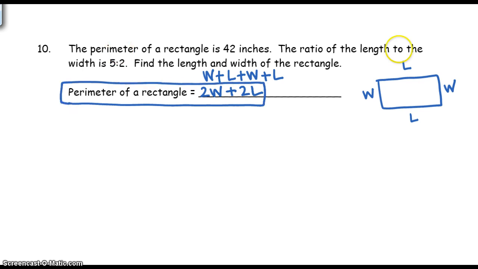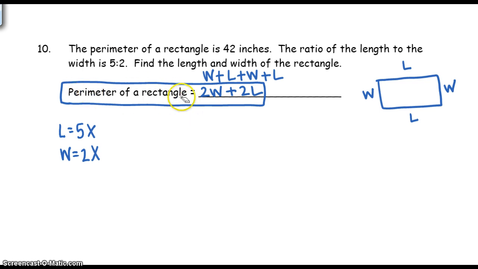Well, let's look at what they said. The length to the width is 5:2. So length 5, width 2. But remember, this is a ratio, and it's comparing these two numbers to some unknown number. And so we have to put our x on it like that. Now let's substitute it into the equation.